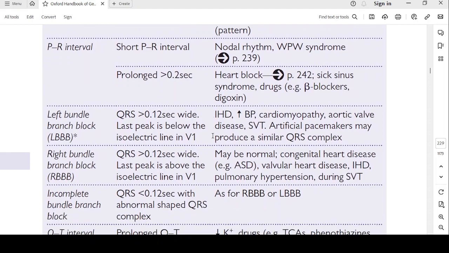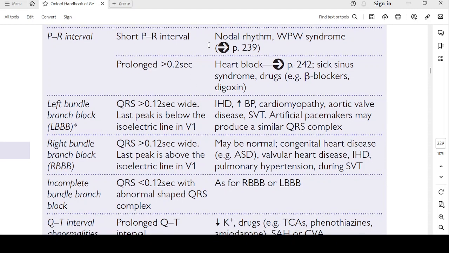PR interval, short PR interval, nodal rhythm. If the PR interval is short, it could be either a nodal rhythm or a Wolff-Parkinson-White syndrome. So this is one of the criteria for WPW syndrome. There will be a short PR interval. So normal PR interval is 0.2 seconds. So if it is less than 0.2 seconds, then it is short.